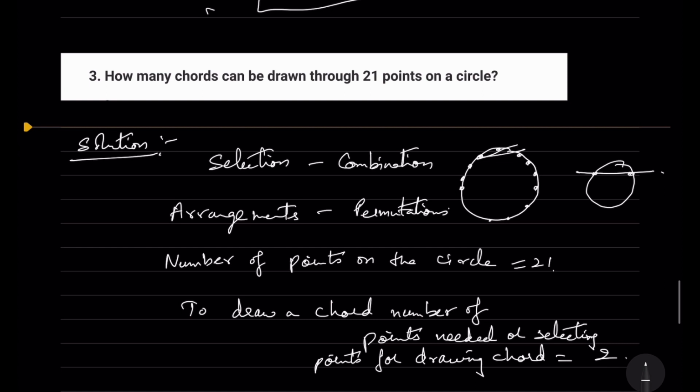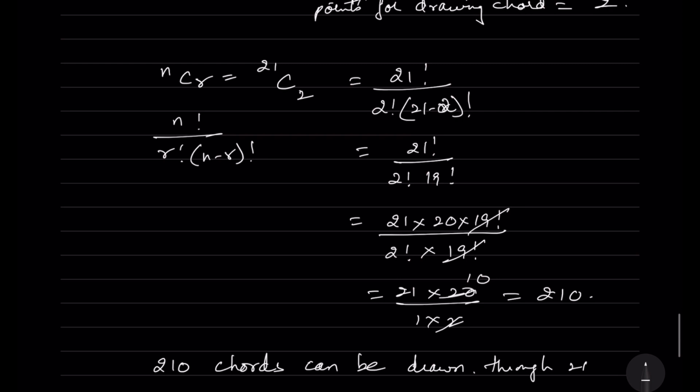Taking 2, you can draw it in this way. Wherever you are having these points, you can join them all. So in this way, when you are drawing these chords, there are so many combinations, 210 combinations we can draw chords taking 2 at a time. Okay, now this is the answer, 210. So we'll go into the next problem.